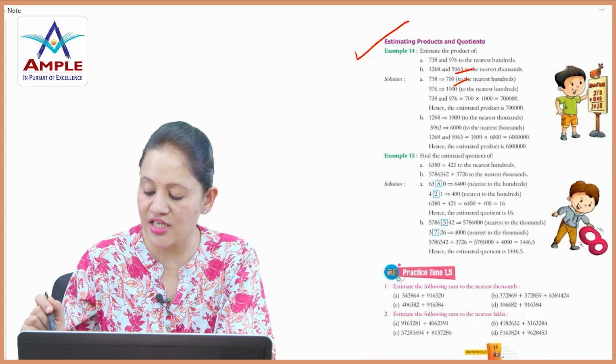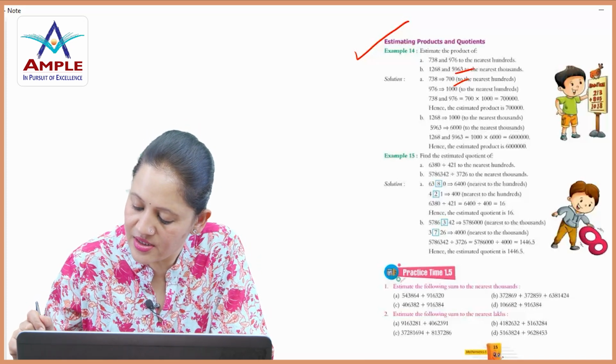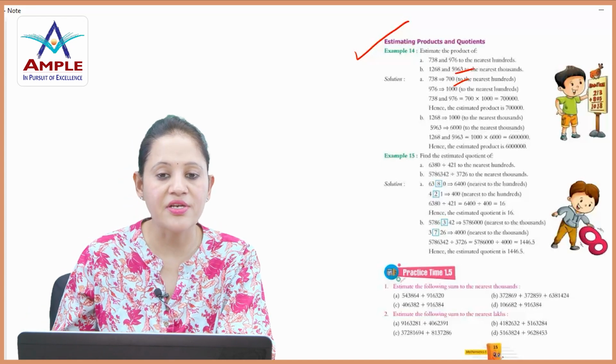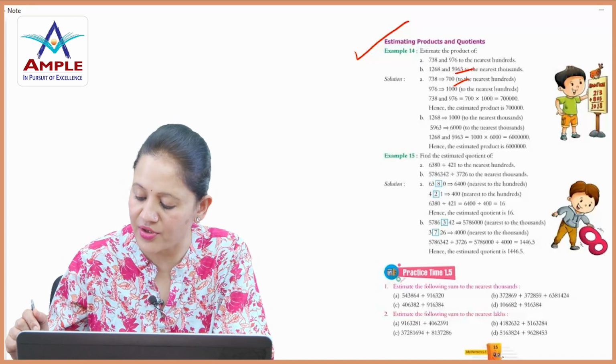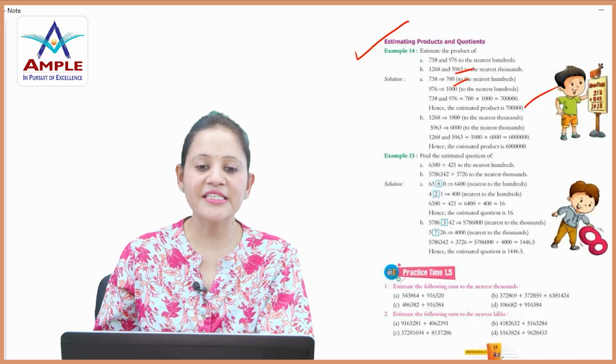So, that is equal to 7 lakh. That is our estimated product. Clear? Next is practice time 1.5.